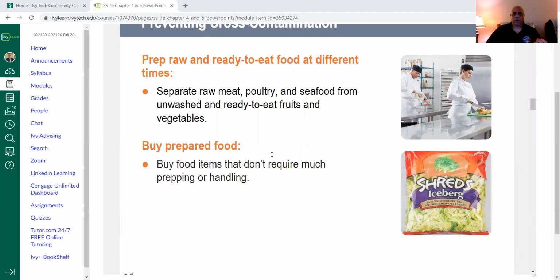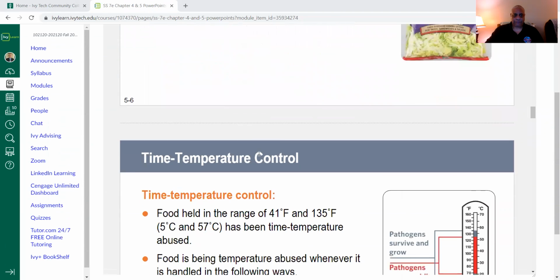Again, when we're prepping raw and ready-to-eat foods at different times, we're basically separating raw meat, poultry, and seafood from unwashed and ready-to-eat fruits and vegetables. And if you can, buy prepared food. Let me break it down. You buy items, let's say food items like shredded lettuce, that don't require much prepping or handling.